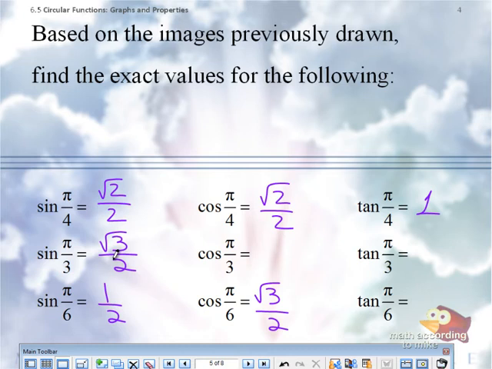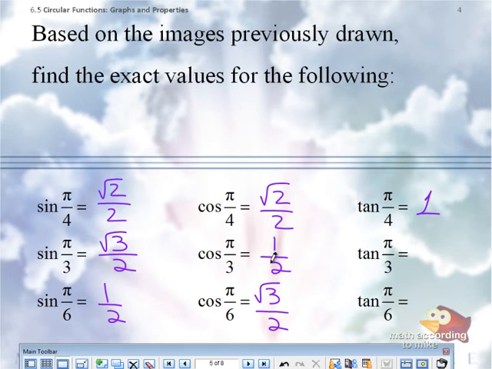Awesome. And the sine of pi over 6, which equals a half, is equal to the cosine of pi over 3, because the complementary function to sine is cosine. The complementary angle to pi over 6 is pi over 3. So these two are the same.